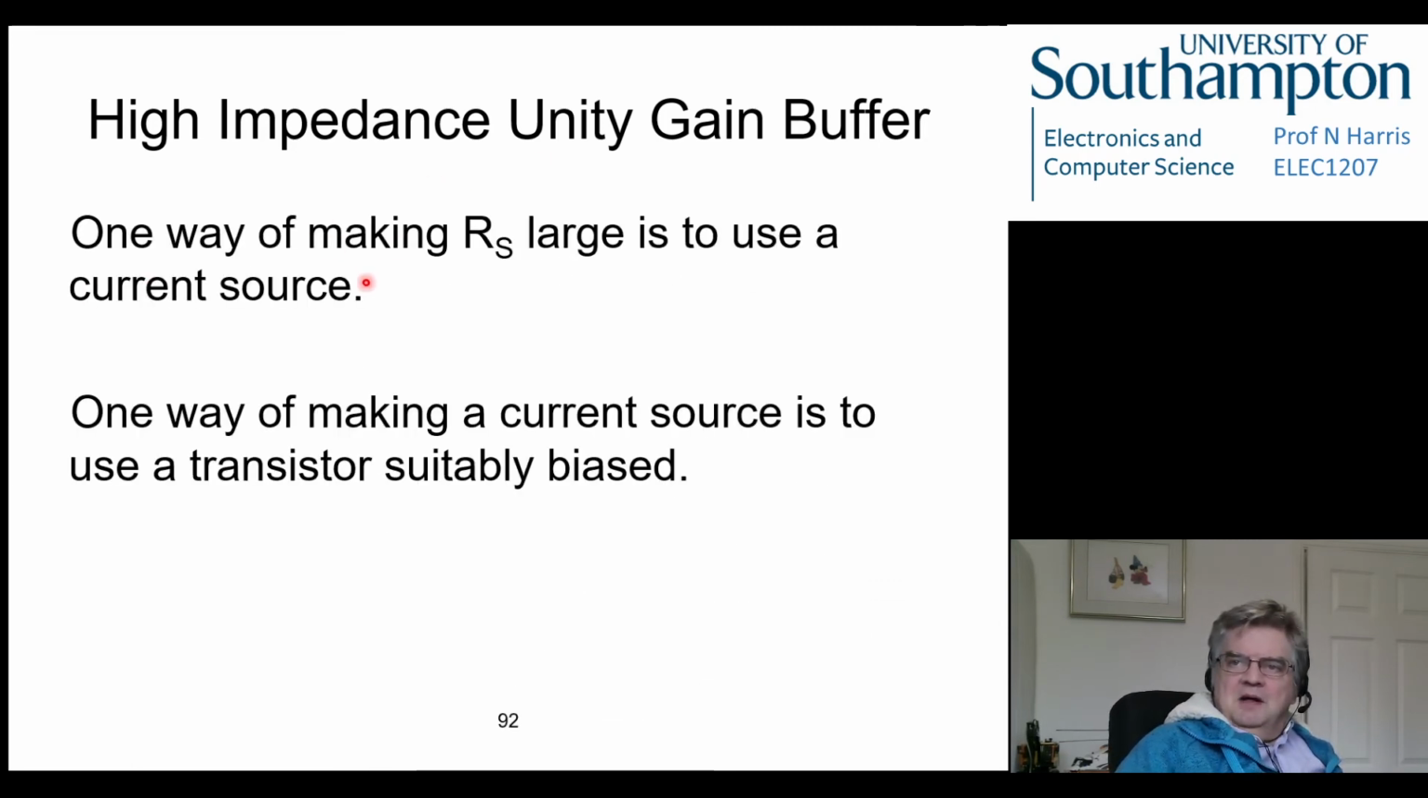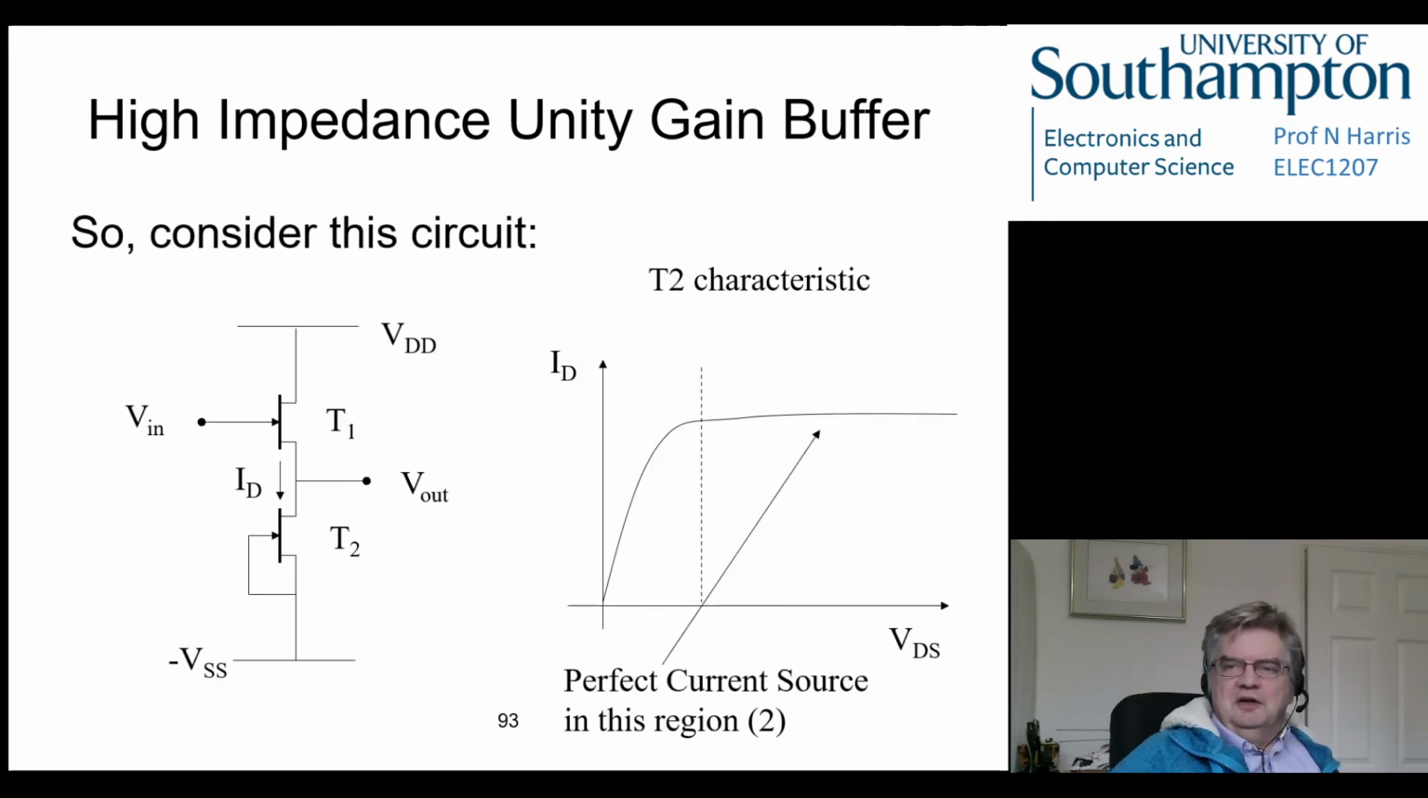So one way of making RS large and guaranteeing that equation is to use a current source, because the impedance of a current source is infinite, because it's constant, and doesn't change its current with any kind of change in voltage. And one way of making a current source is to use a transistor or a FET that's suitably biased. So this is where it starts to get quite interesting.